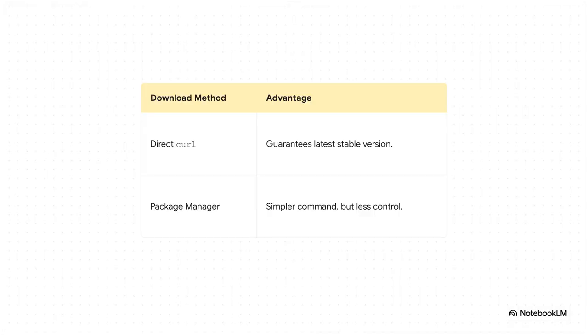Now you might be thinking, hold on, why not just run a simple apt-get install? And that's a totally fair question. Here's the deal. Using curl this way guarantees you get the absolute latest stable release, straight from the horse's mouth, the official source. Sometimes those package managers can be a little behind, serving up a slightly older version.